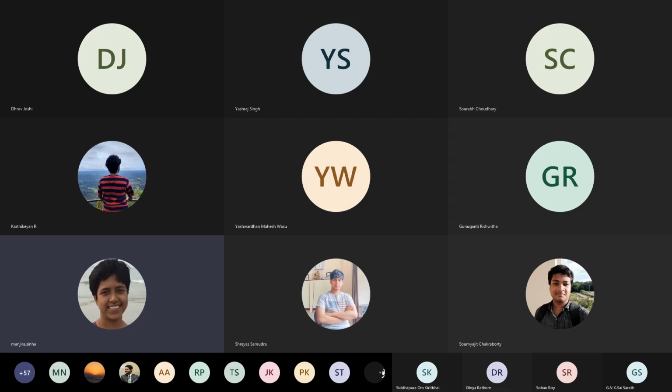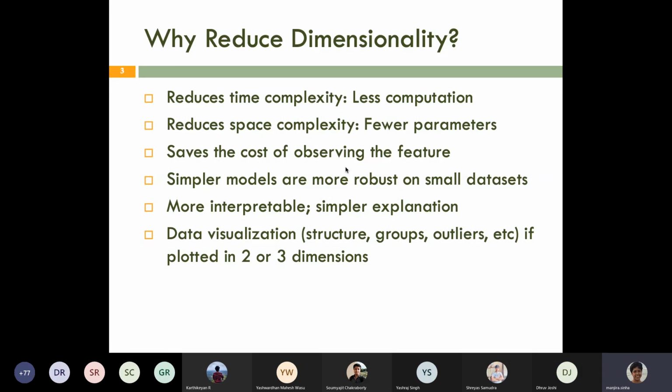So last week in Tuesday's class, we started discussion about dimensionality reduction. Just as a rehearsal, why do we use dimensionality reduction? It is because sometimes we have a very large number of features or parameters in a data set.